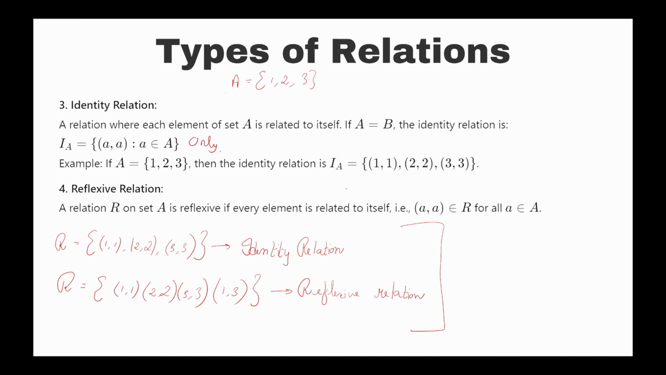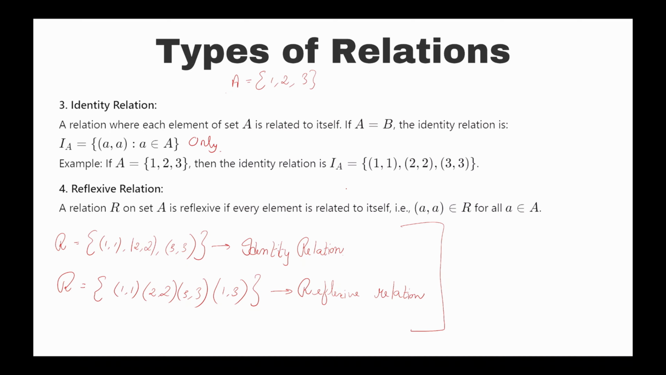What are the different types? First is an empty relation. An empty relation is one in which no element of set A is related to set B. That time we get an empty relation. Universal relation. That means all elements of set A are somehow or the other related to set B. So these two are very simple. Now comes the difficult part.